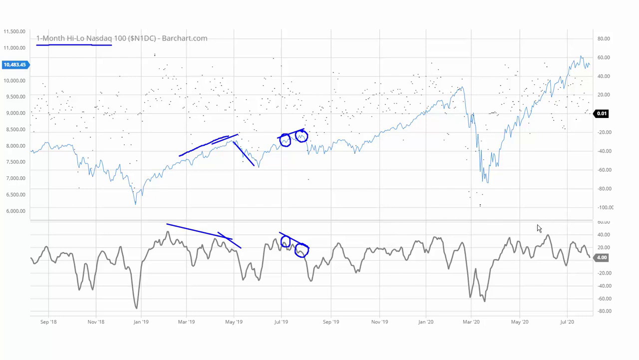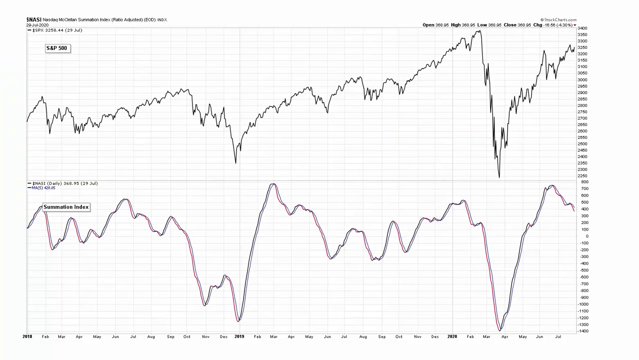So right now we have Nasdaq moving up, higher highs. We have the indicator moving down, lower lows. So fewer and fewer stocks are participating. It's a little bit of a warning. Okay, last one.